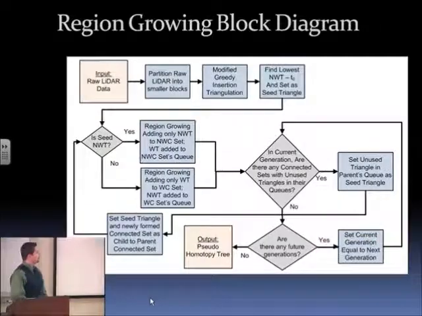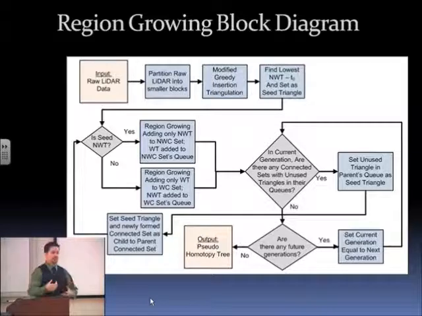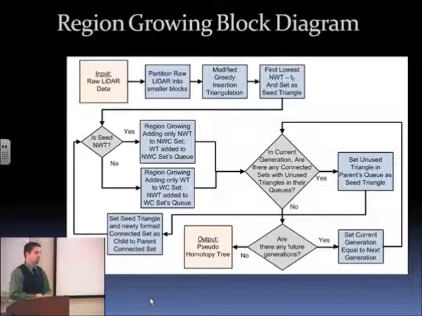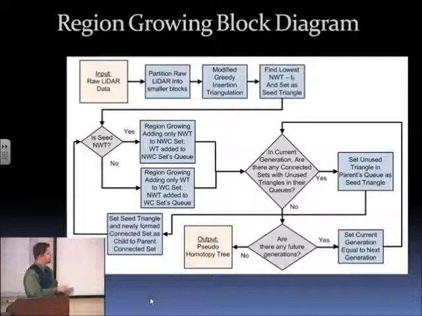This is the region growing block diagram that I just mentioned for the creation of the homotopy tree. We start out with the raw LiDAR data. We'll partition the raw LiDAR data into smaller blocks in the event that the data set is extremely large. I use a greedy insertion triangulation to triangulate the data set. And then we look for the lowest non-wall triangle. We start out with a non-wall triangle, and we'll do region growing to form the non-wall connected set.